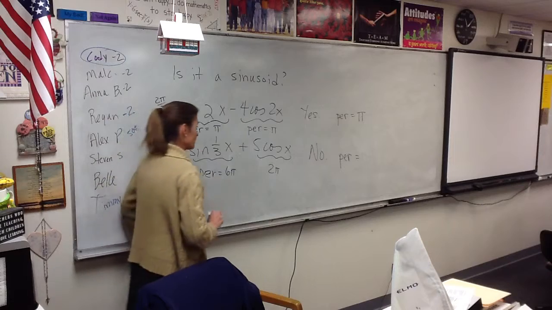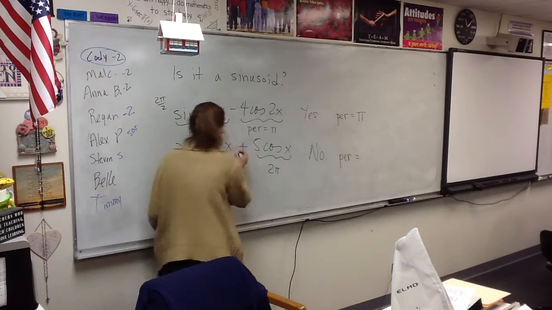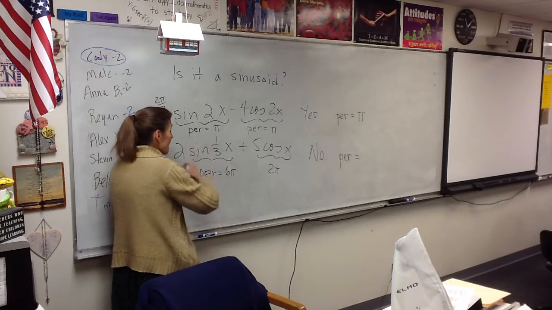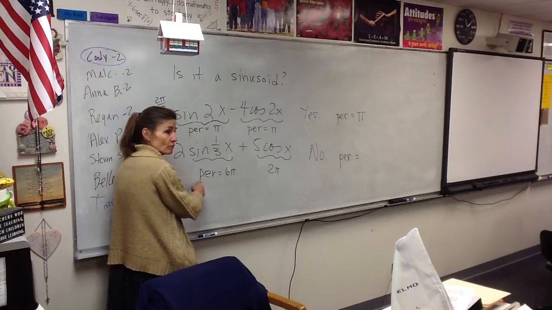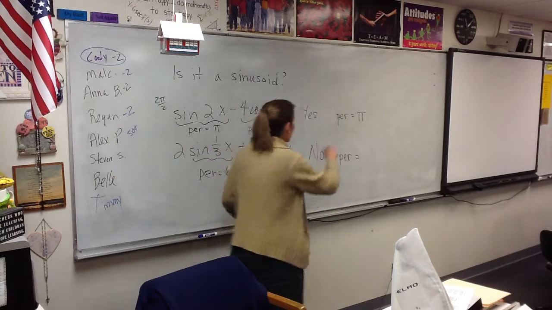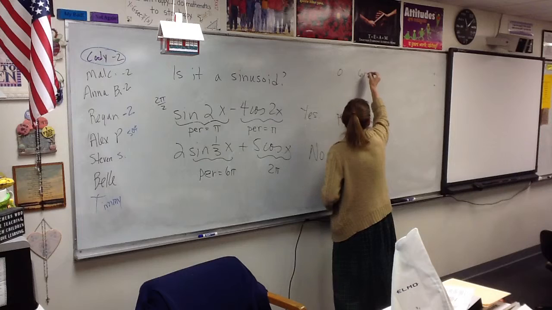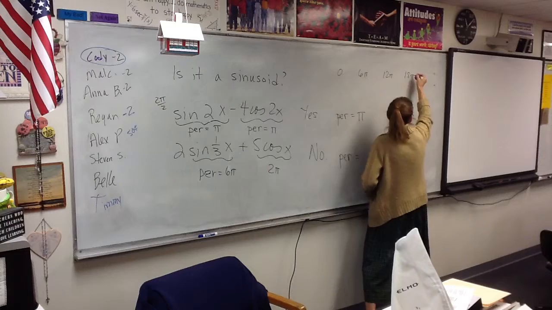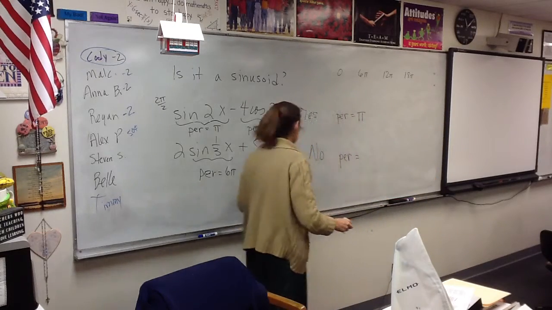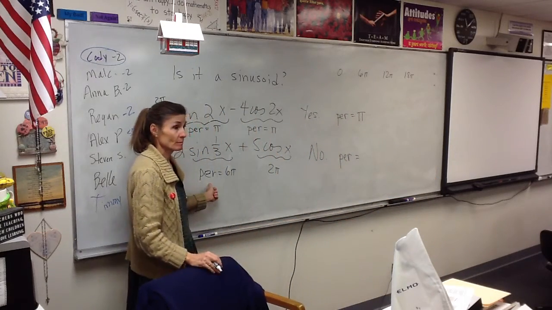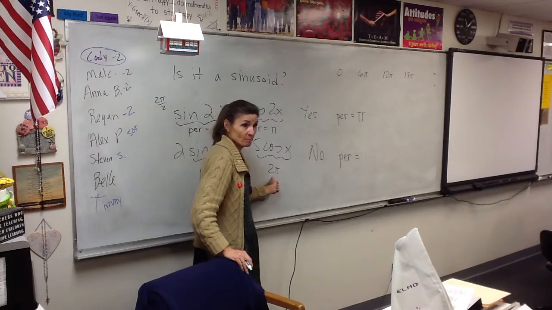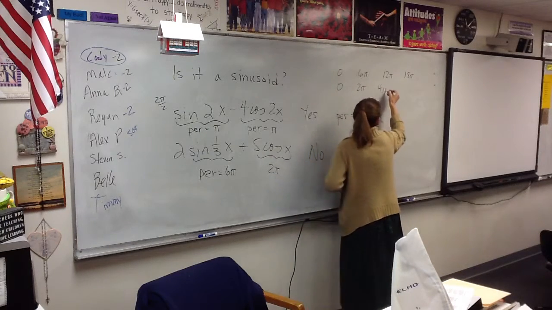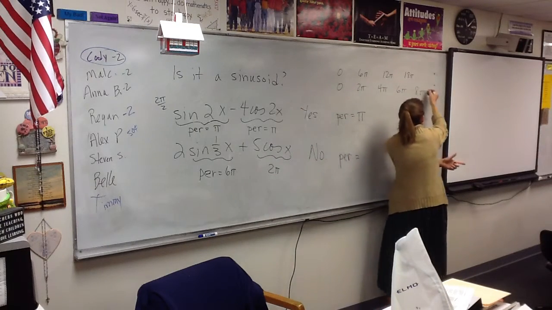I want you to think about something for a minute. Let's look at this piece of the problem. Every 6 pi, this curve starts over again. So it starts at 0, and then it starts over again at 6 pi, and it starts over again at 12 pi, and it starts over again at 18 pi, and so on. Would you agree with that? This part of the problem? Yes. Now, what about this part of the problem? It starts at 0 and starts again at 2 pi and 4 pi and 6 pi and 8 pi and so on, right?